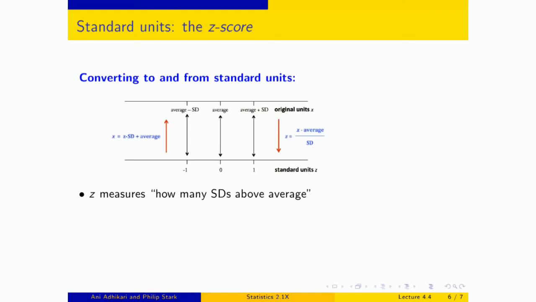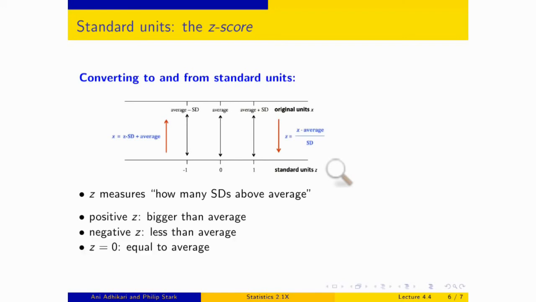We have observed how to go from the original scale to the standard unit scale. And you have also observed, without me telling you, that if z is positive, your original value is above average. It's on the right side of your 0, so on the right side of average. If z is negative, then the original value is below average, less than average. And if z is equal to 0, then your value is equal to the average.